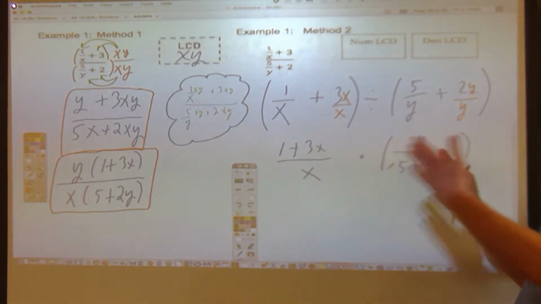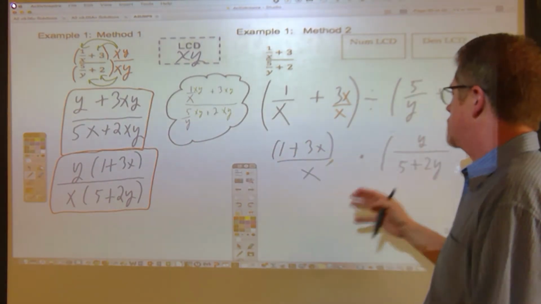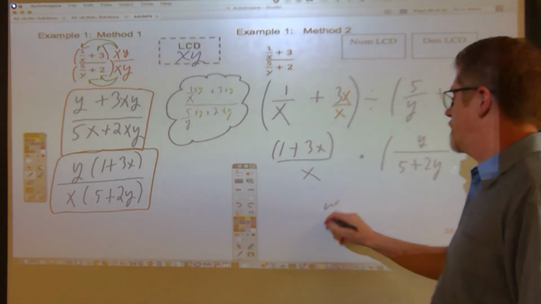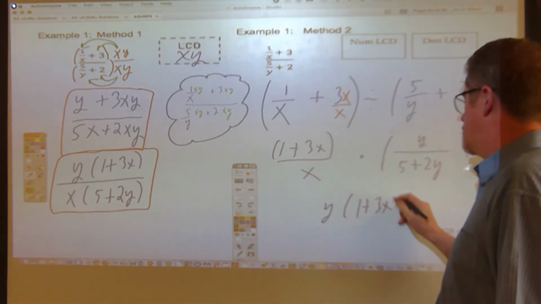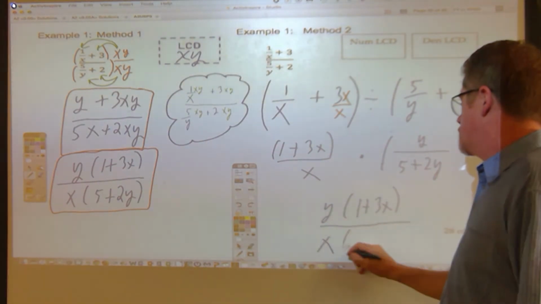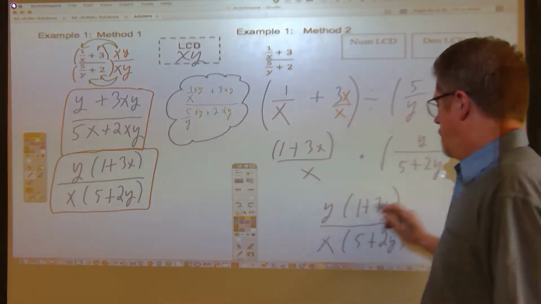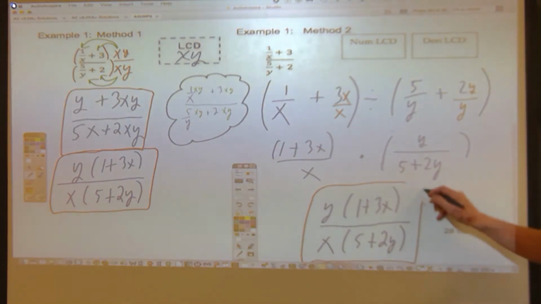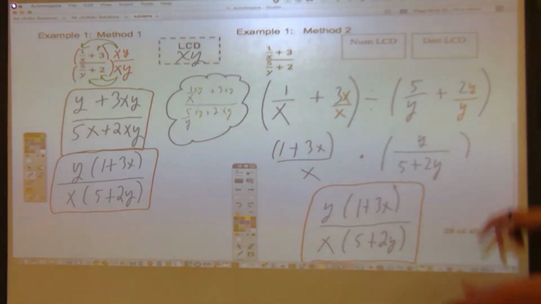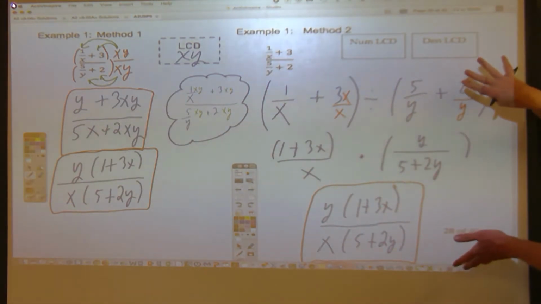And looks like there won't be any canceling. Just multiply the numerators together to get y times 1 plus 3x, and multiply the denominators. Notice the answer is the same as method 1. It's just that this method is more connected to what we've been doing recently.